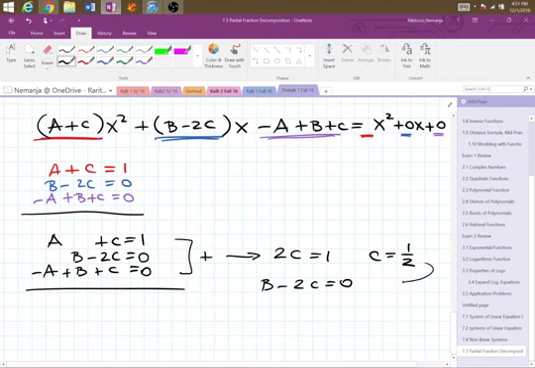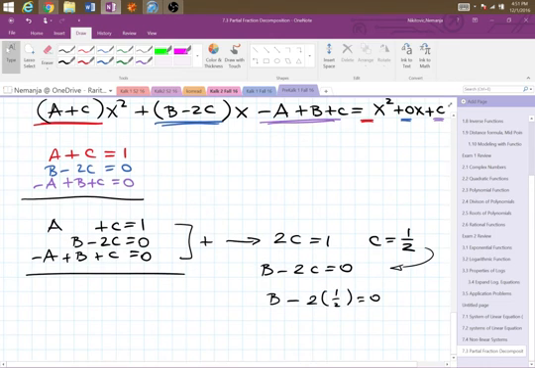Plug that in. So B minus 2 times 1/2 is... Isn't it 0? No, it's B minus. Wait, so why are we using... Oh, wait. Why are you using the number in the second equation, right? Well, let me just... so B minus 1 is 0, so B is 1. And A must be 0. Okay, so let's... You took away the B from the two.